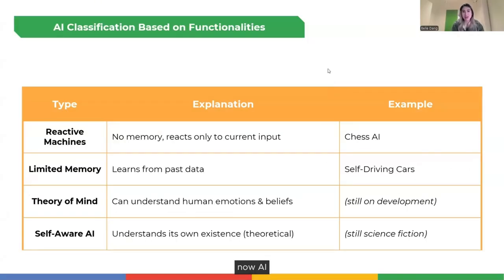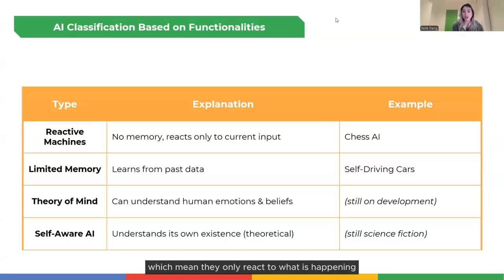Now, an AI's thought process also varies based on how much it remembers, understands, and reflects. So let's look at this classification based on functionalities. First, we have reactive machines, which means they only react to what is happening now. They don't have memory, there's no learning, it's just instant response. For instance, a chess program evaluates the board as it is without drawing from previous moves.